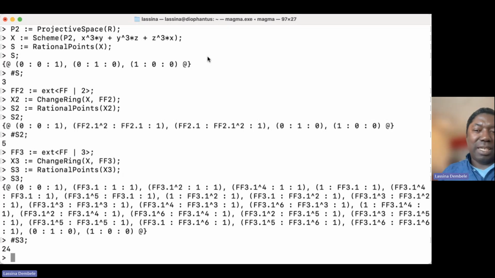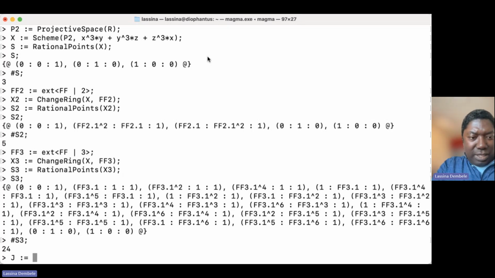As I said earlier in my presentation, you basically have to find the roots of the characteristic polynomial of Frobenius, and then you can compute most of the invariants of your curve from this. So here is one quick thing that I want to show you.